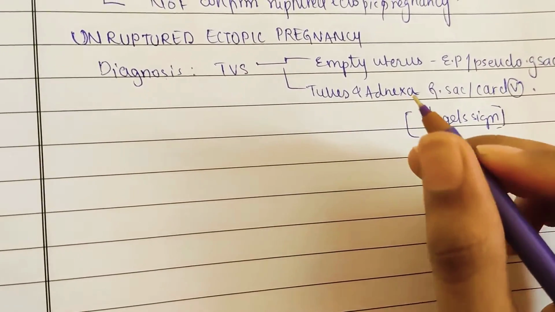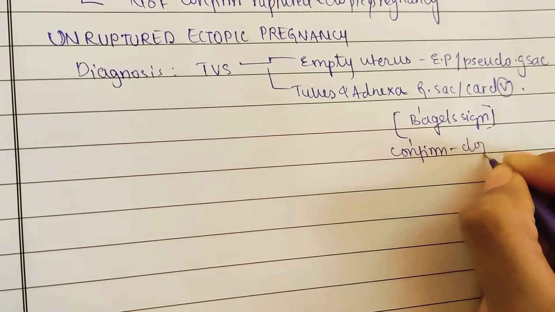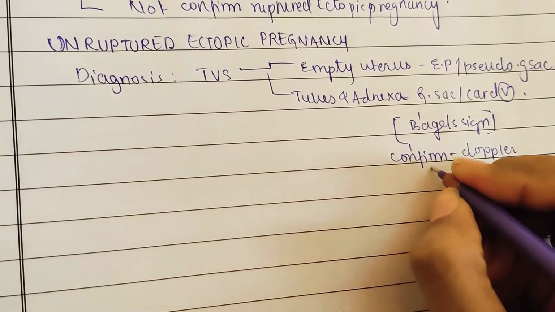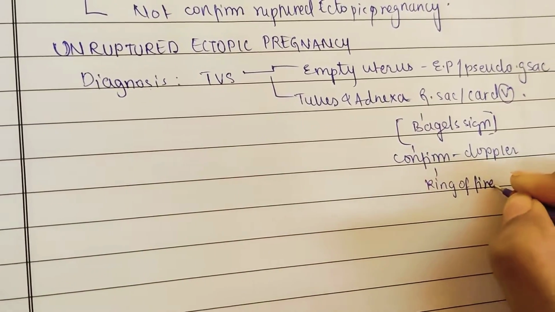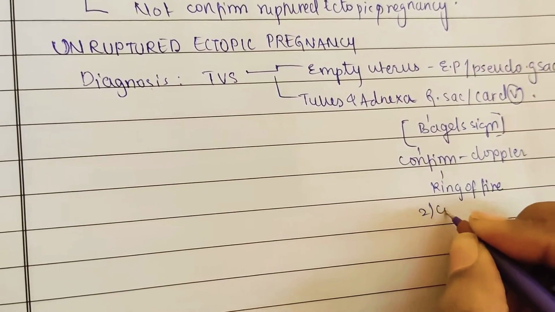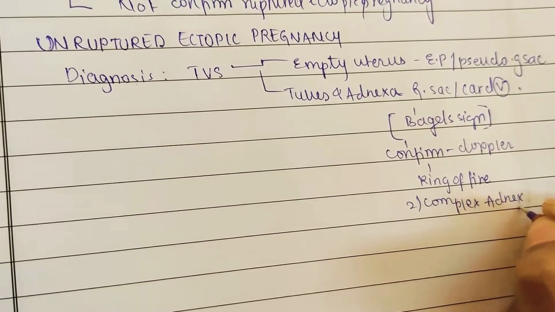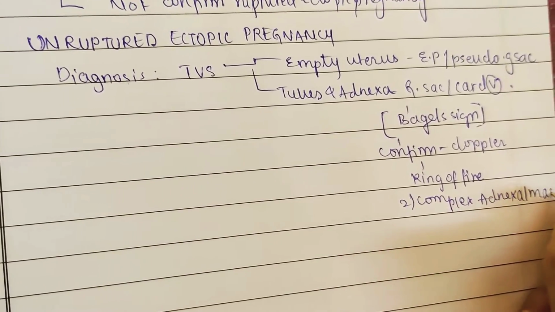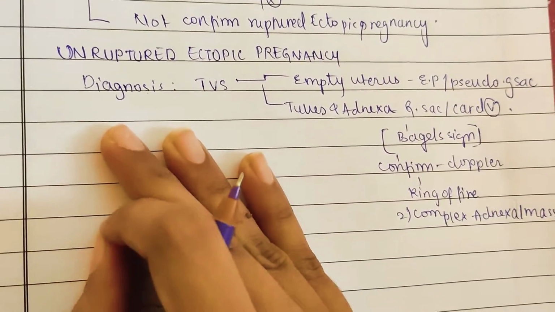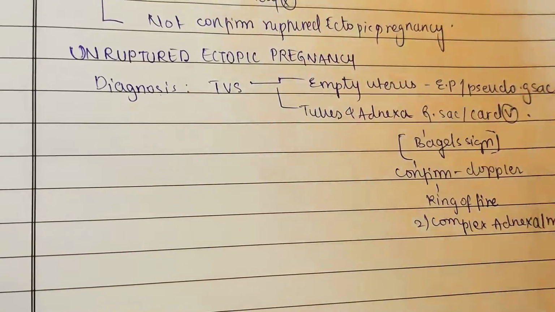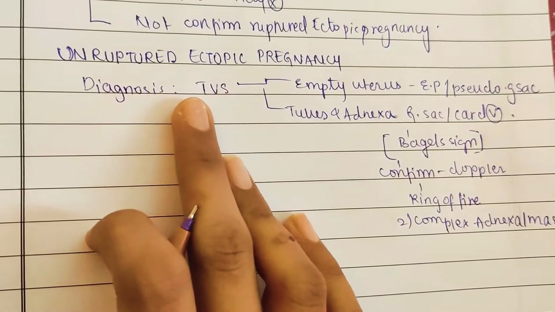ectopic pregnancy. Then in that case we should confirm by means of a Doppler, and in the Doppler you will see a ring of fire appearance. And next you will see the complex adnexal mass. So this is all about ultrasonography, that is, the investigation of choice is TVS, that is transvaginal ultrasonography.